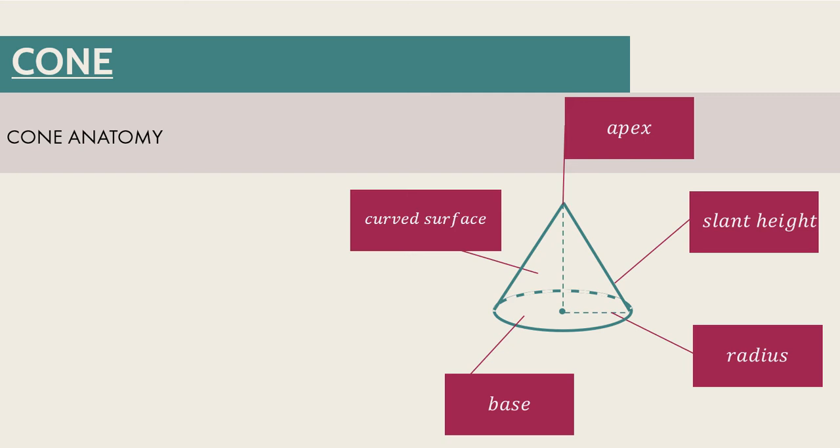And we have the curved surface, the base, the radius, and the slant height. The slant height is the height from the apex that goes to one of the points on the outer edge of the circular base. Can you see that? From the apex to a point on the outer edge of the circular base.